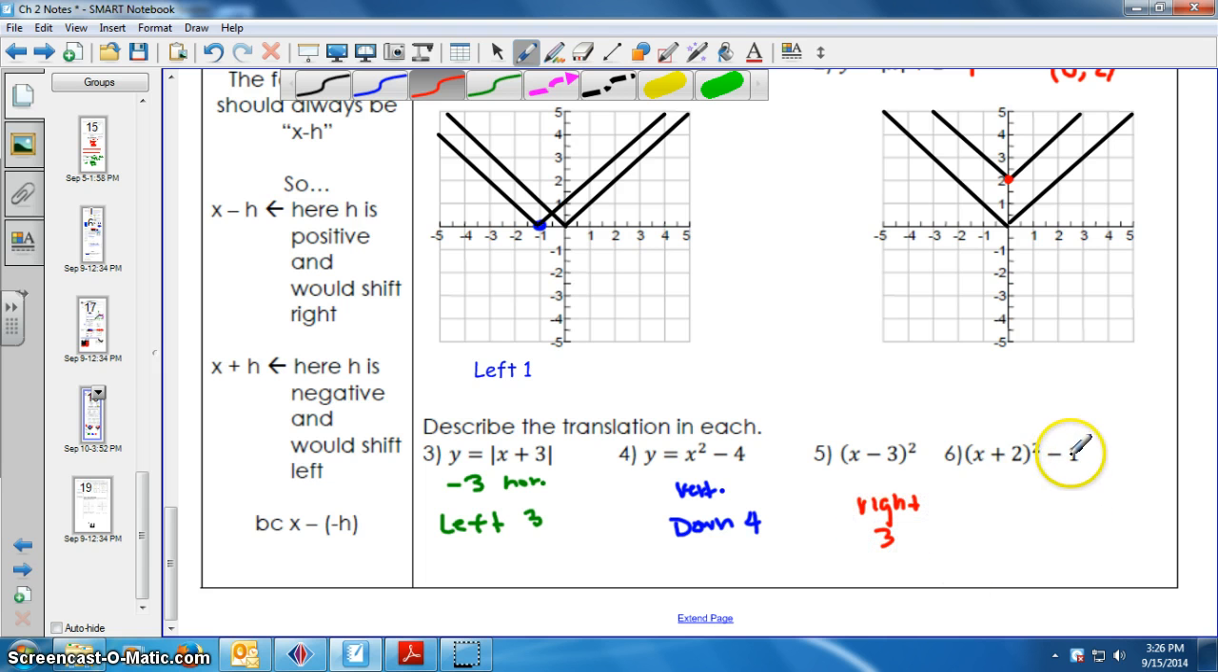Try that last one on your own. There's actually two that are taking place. So remember, anything inside here is horizontal. Anything outside here is vertical. And tell me how it's moving. Don't forget opposite thinking. So pause the video and I really want you to try that one on your own and then press play to check.